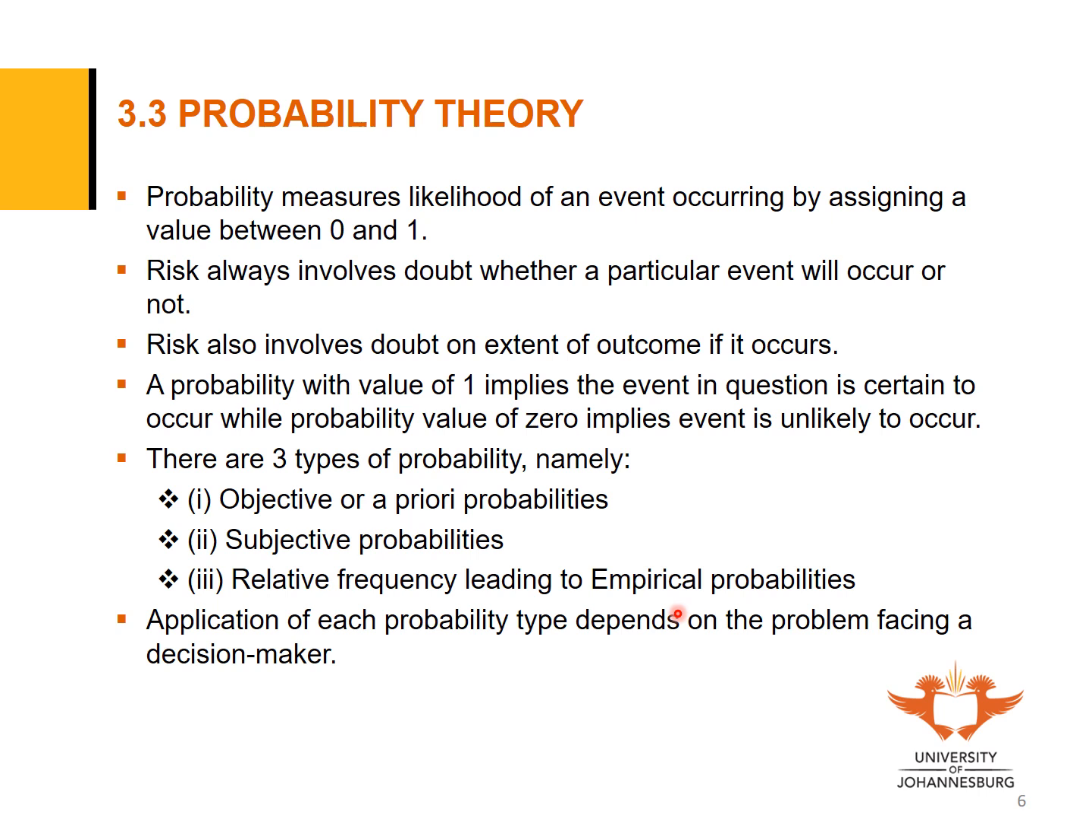So a probability with a value of 1 means that the event that we are talking about is definitely going to happen, right? That's why we give it a value of 1, meaning this is what's going to happen. Well, if you give something a probability of 0, it means that this event is unlikely to occur. Okay, so there's three types of probability that we'll discuss. It's objective, subjective, and relative frequency. So application of each probability type depends on the problem that is facing a particular decision maker.